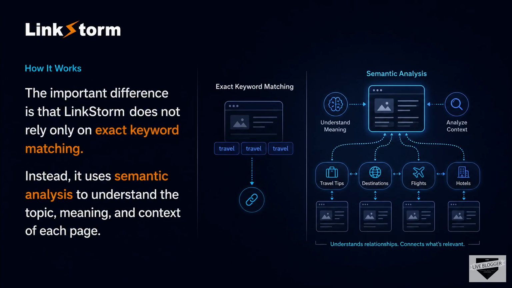LinkStorm is a tool designed to analyze the content and internal link structure of a website. It scans your pages and identifies opportunities where one page can be linked to another relevant page. The important difference is that LinkStorm does not rely on exact keyword matching. It uses semantic analysis to understand the topic, meaning, and context of each page.